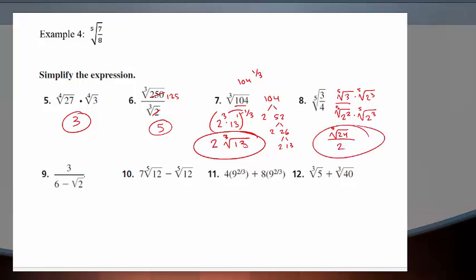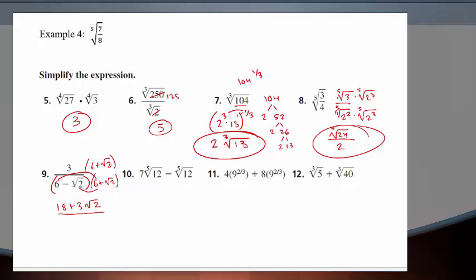Number 9, we've actually learned in the past, but just in case, it's not going to work to just multiply by root 2 top and bottom because you have a 6 minus root 2 in the denominator. So we have to use what's called the conjugate. So we're actually going to multiply the top and the bottom by the conjugate. So if we do that, we'll get 18 and 3 root 2. On the bottom, 6 times 6 is 36.